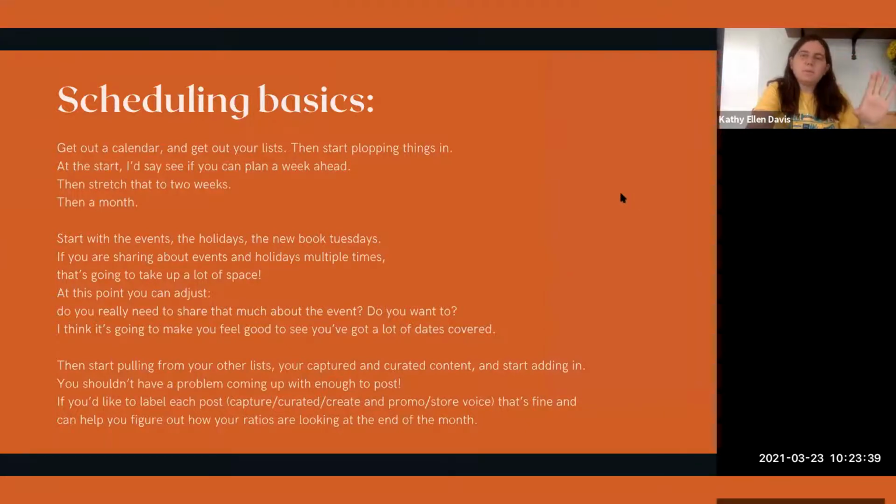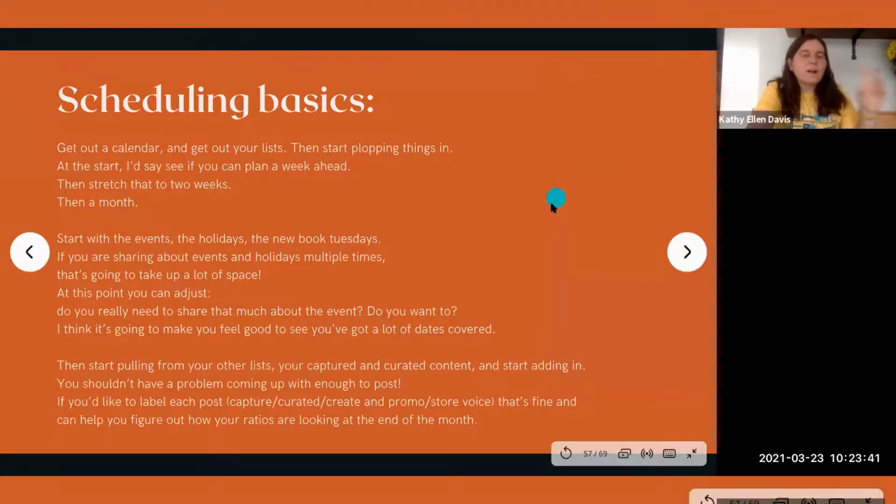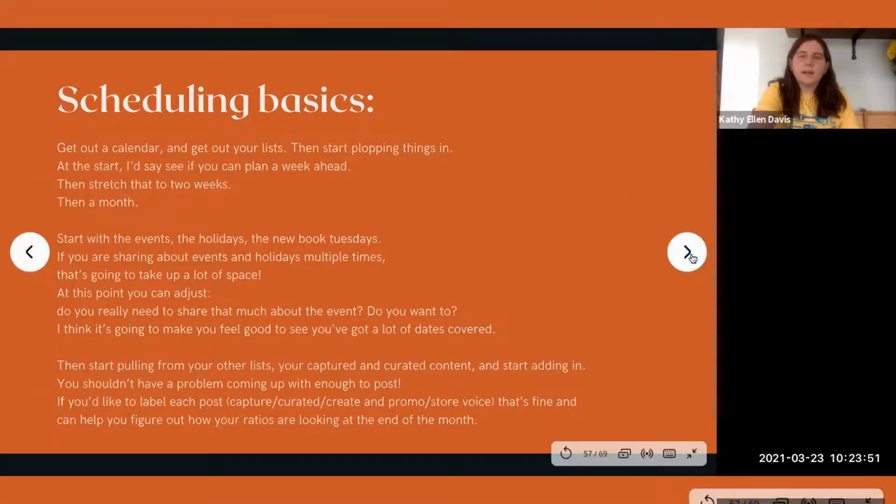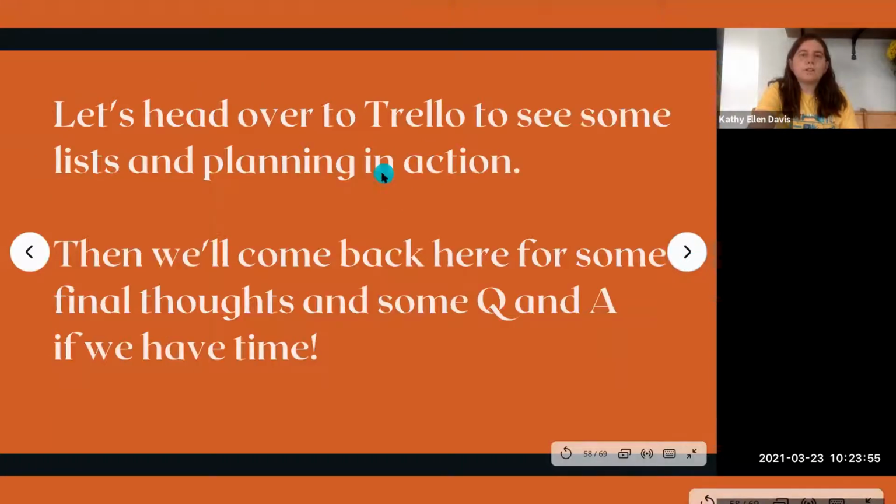Maybe you see way too much of that. That's okay. You can adjust. Start adding. You can even label each post if you would like, and show, is this captured? Is this curated? Is this something that we created? So you can have a quick look at your ratios.